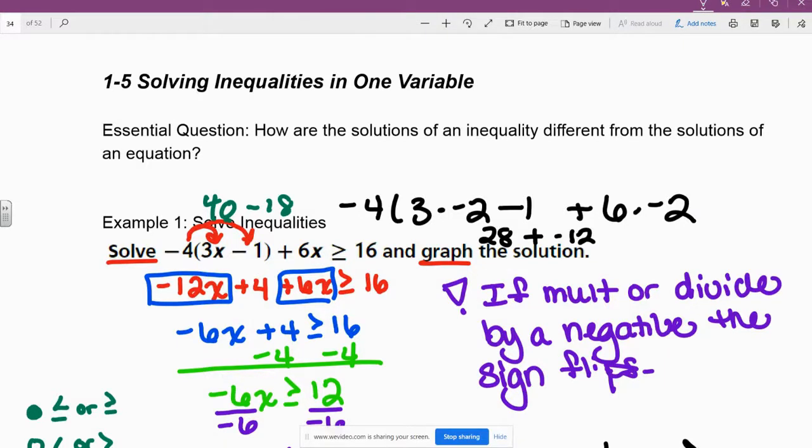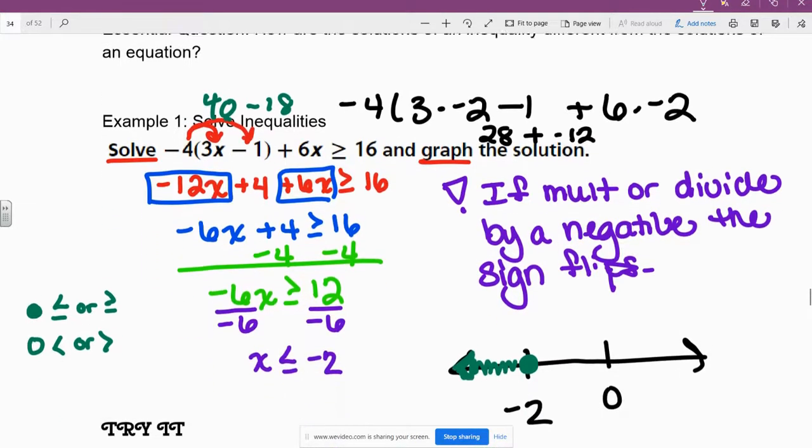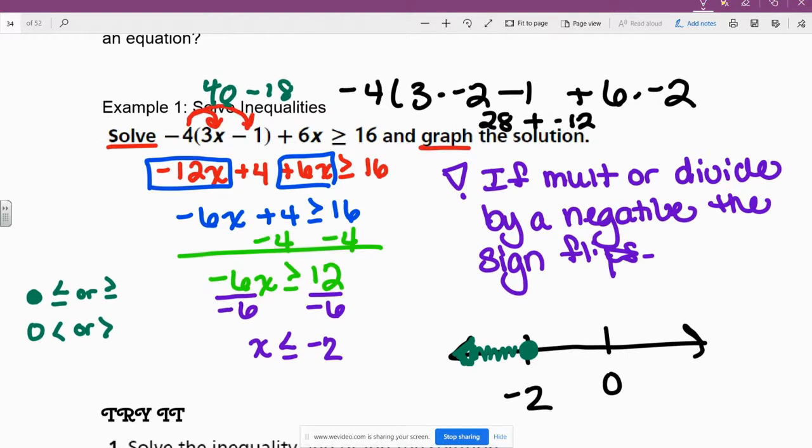We're going to continue to look at lesson 1-5, solving inequalities with one variable. And my essential question, if you remember from yesterday, is how are solutions of inequalities different from the solutions of an equation? And here's some notes I wrote down in Core 3's notes. So if it looks a little different, Core 1, it's because I'm using Core 3's book here.